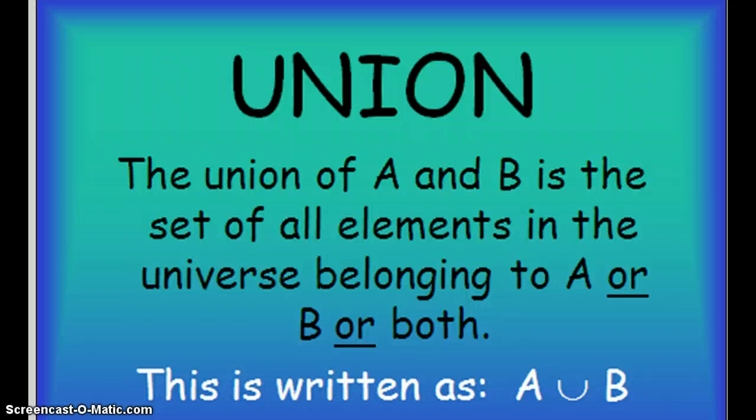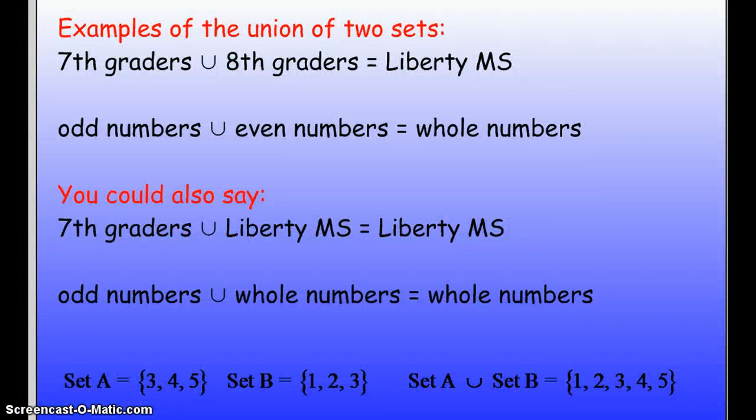Alright, going on to union. The union of sets A and B is the set of all elements in the universe belonging to A or B or both. That's key here. It's everything that's in A or everything in B or both, because you're putting them together in a union. So the key word here is "or." This is how you write and say set A union with set B. That's the symbol right there for union.